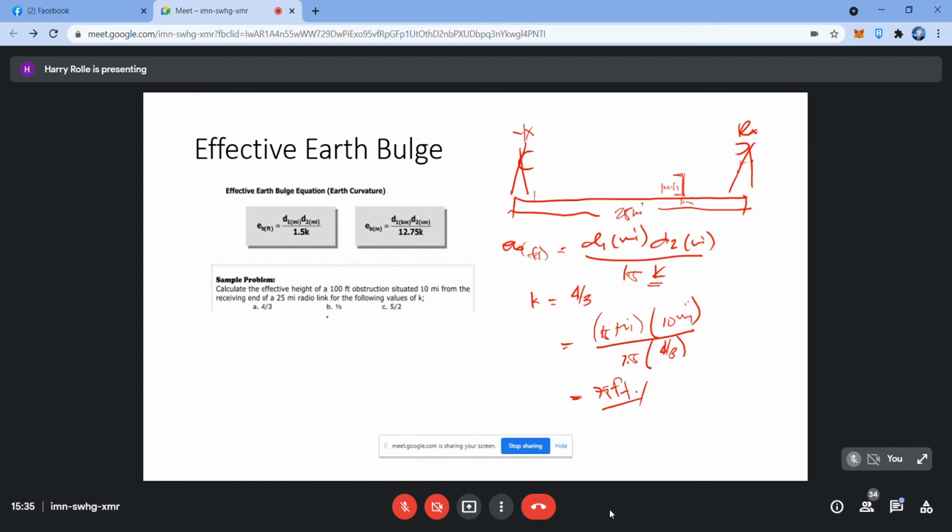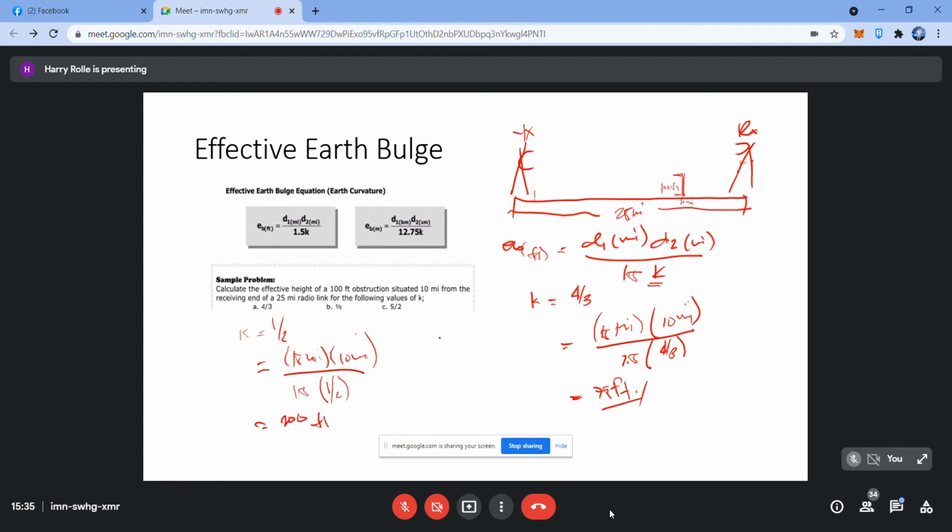Now at B, K is 2/3. So we have 15 miles, multiplied by the 10 miles, all over 1.5 times 2/3. What do you have here? 200 feet. Yes, so we have 200 feet.